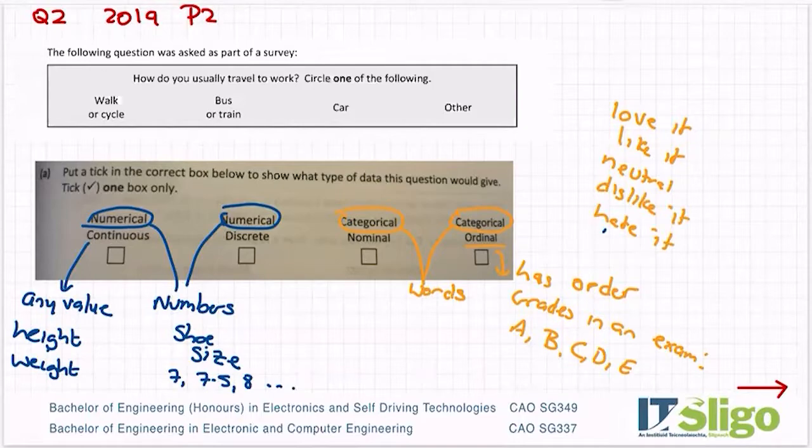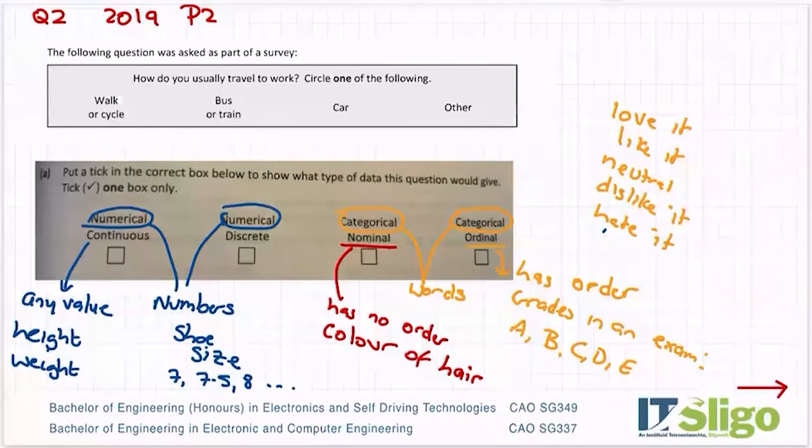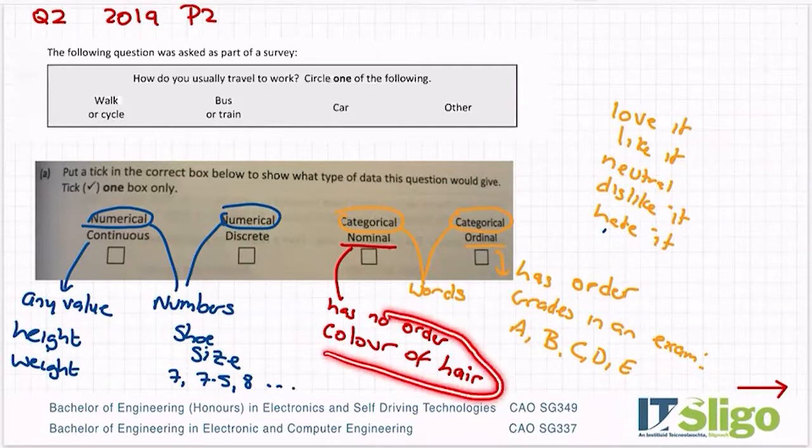On the other hand, nominal data has no order. In other words, one answer isn't better than the rest. A question I use as an example for this is the color of your hair. Whether you have brown hair, grey hair, blonde hair, black hair, one color isn't better than the other. So therefore that is categorical nominal data. It has no order. So I remember ordinal as having order, and nominal is the other one.